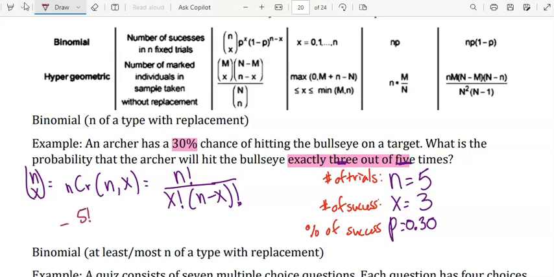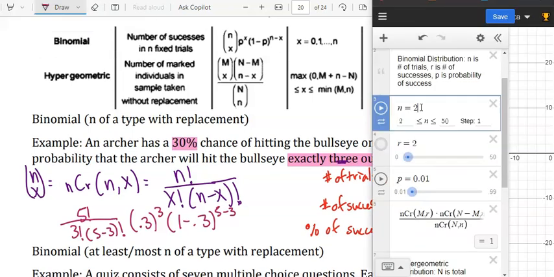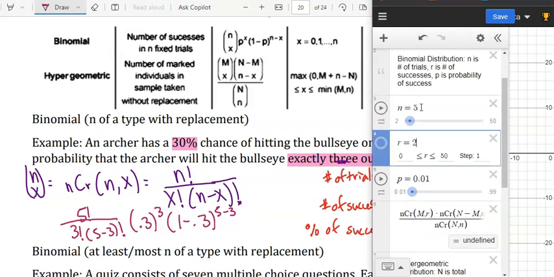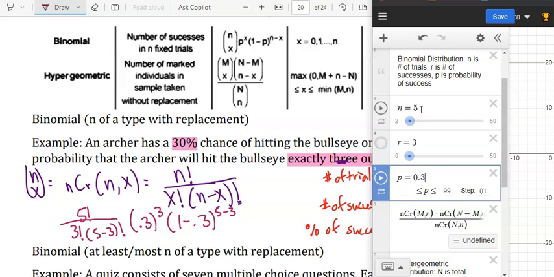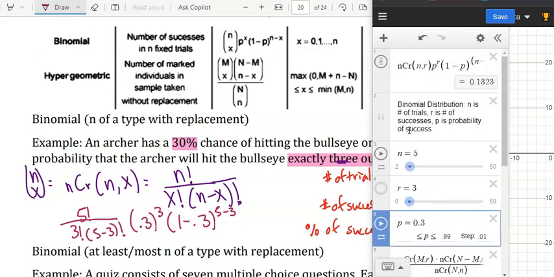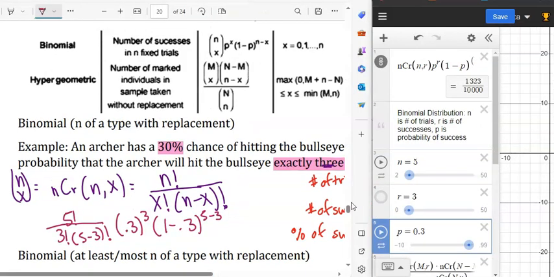So we're going to have 5 factorial over 3 factorial, 5 minus 3 factorial, times 0.3 to the 3rd power, times 1 minus 0.3 to the 5 minus 3 power. So let's plug those in. So n was 5. Our x was 3, which I just called r on the calculator. And then p was 0.3. So our probability of exactly 3 out of 5 times would be 0.1323, or about 13%. So we could write it as both a fraction and as a percentage.